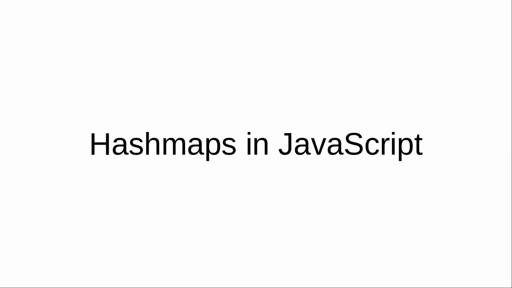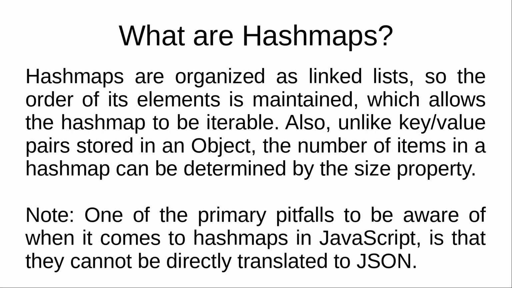In today's video tutorial, we will be looking at and learning hash maps in JavaScript. So what are hash maps? Hash maps are organized as linked lists, so the order of its elements is maintained, which allows the hash map to be iterable. Also, unlike key value pairs stored in an object, the number of items in a hash map can be determined by the size property.